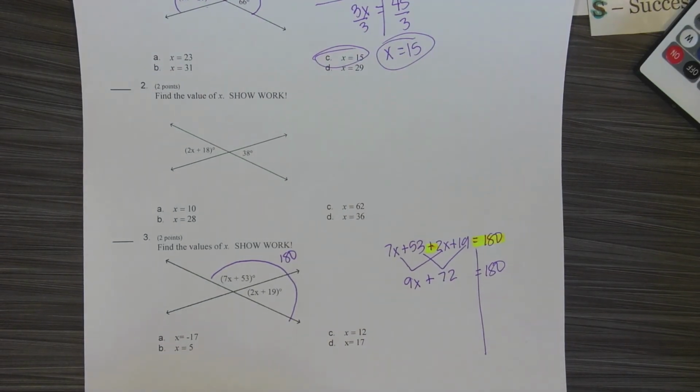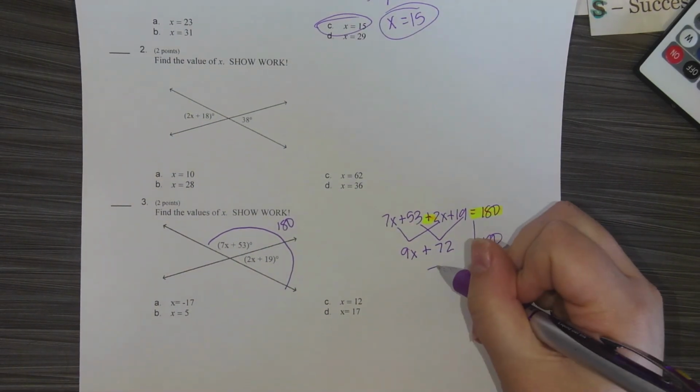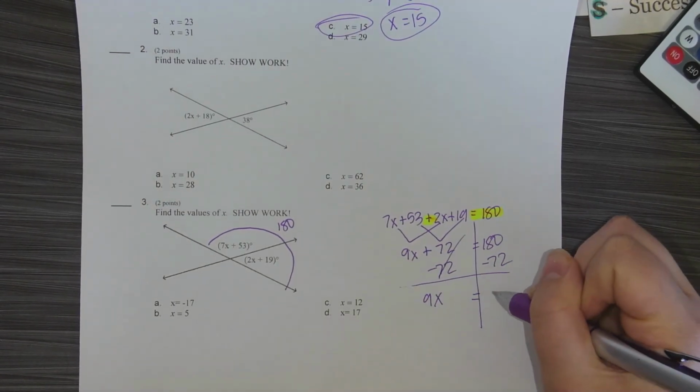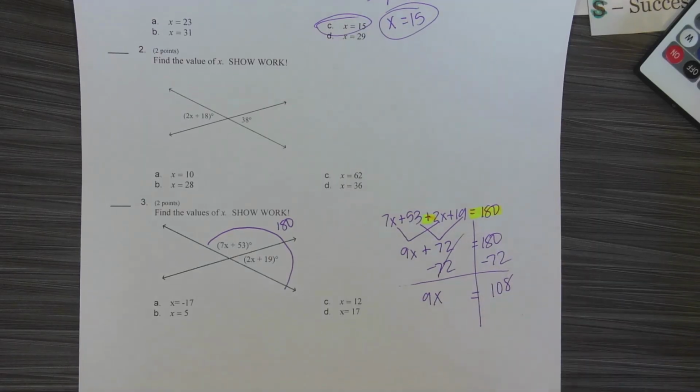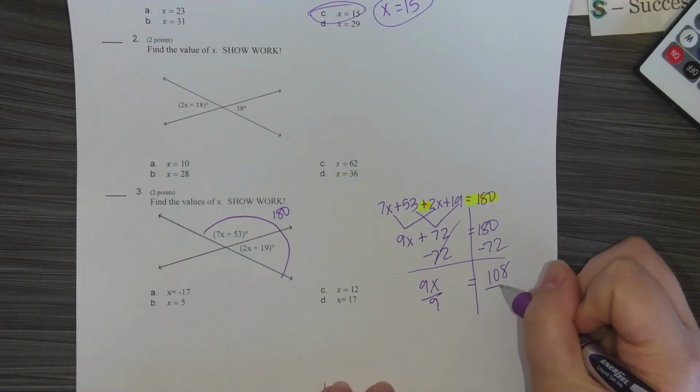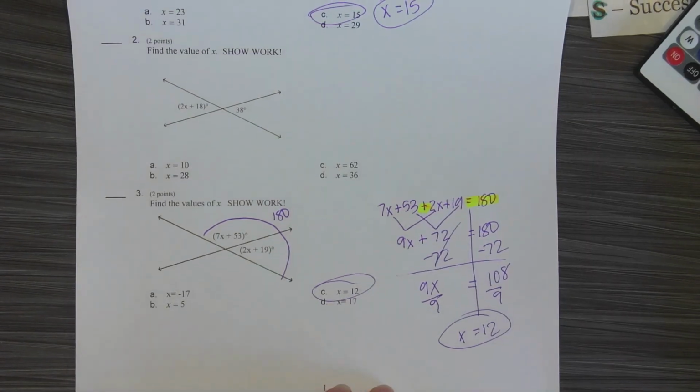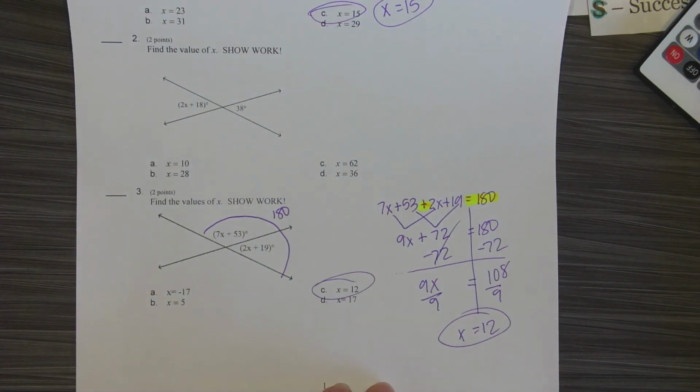I'm going to subtract 72 from both sides. 9x is equal to 108. Divide by 9. X is equal to 12. So that is going to be C. X is equal to 12. Go ahead and try 4 on your own.